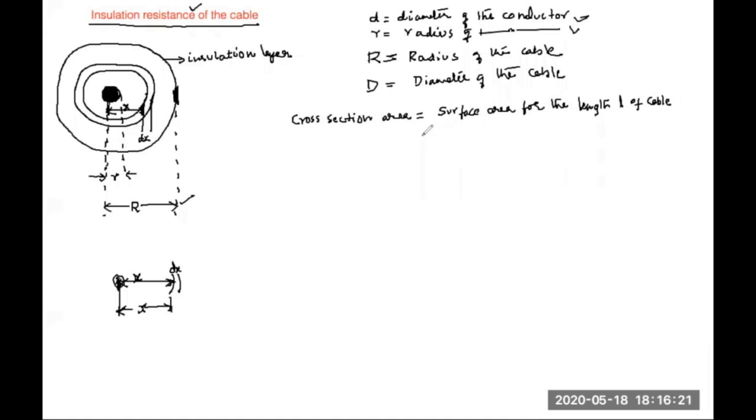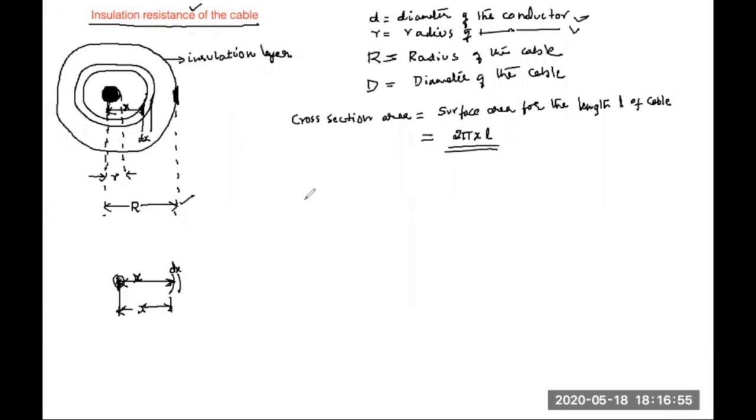Now, what is the surface area? Why did I write this? Can you just see here? The circumference is 2 pi x. Surface area for the length L of the cable, I will write 2 pi x into L. This is actually the cross-sectional area for only that much distance dx. I'm talking about area for the length L of the cable, which becomes 2 pi x into L.